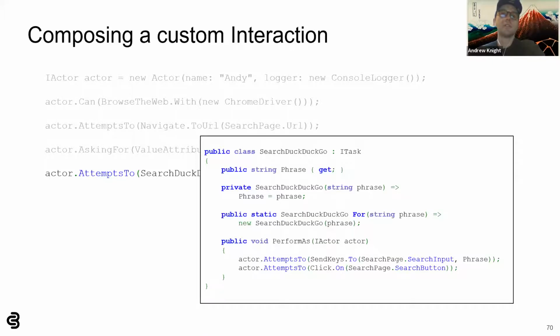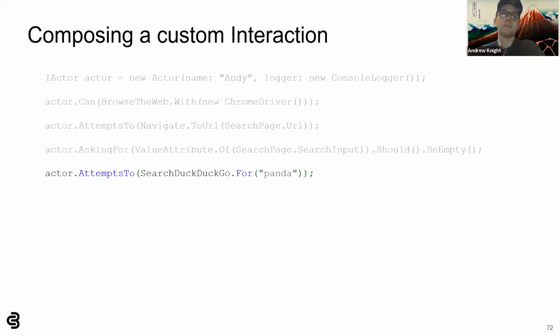The SearchDuckDuckGo task here takes in a search phrase. Its PerformAs method calls two other interactions: SendKeys and Click. Using one task to combine these lower level interactions makes the test code more readable and understandable. It also improves automation reusability. Read this line in plain language. The actor attempts to search DuckDuckGo for panda. That's concise and intuitive.